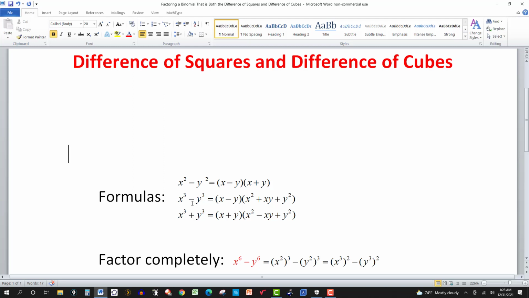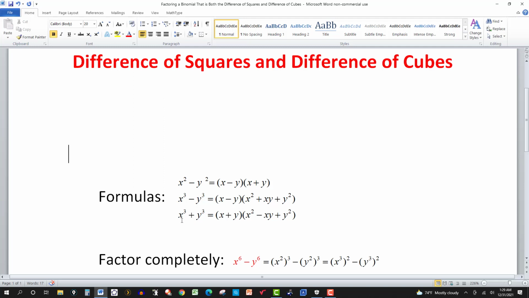Now, here's your formula for the difference of cubes. If you have a difference of cubes, the first factor will always be the difference of the cube roots. Cube root of x cubed is x. Cube root of y cubed is y. And then the second factor will be the square of the first term, plus the product of the two terms, x and y, plus the square of the second term, y.